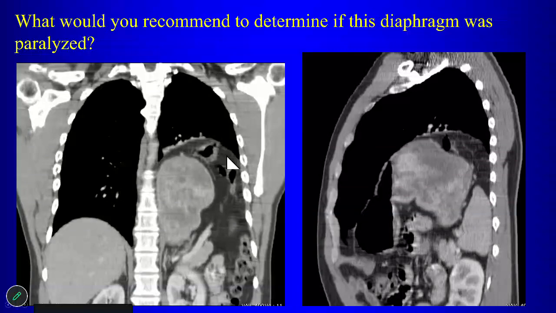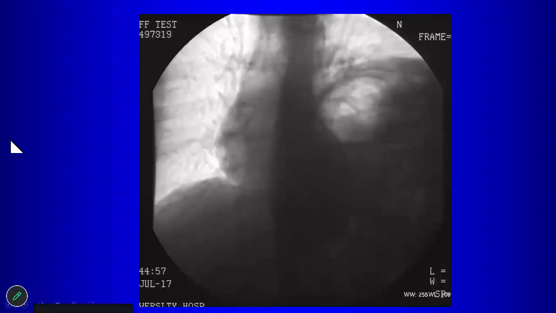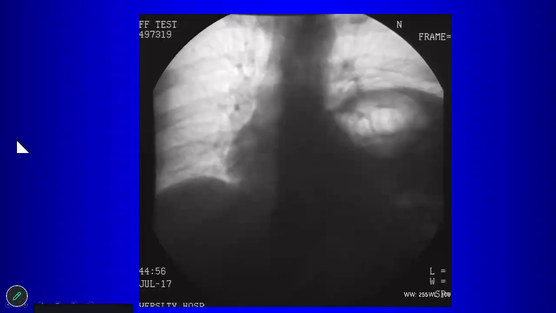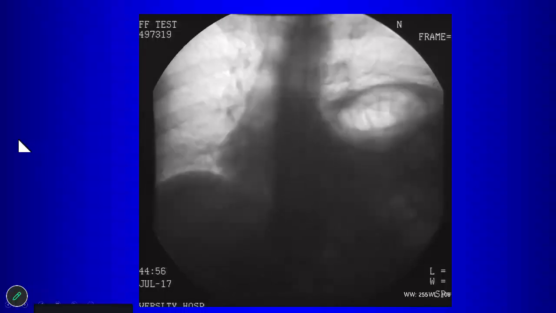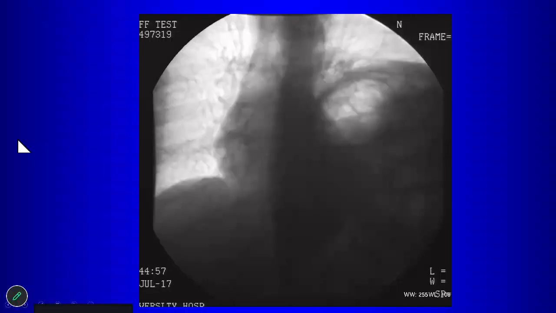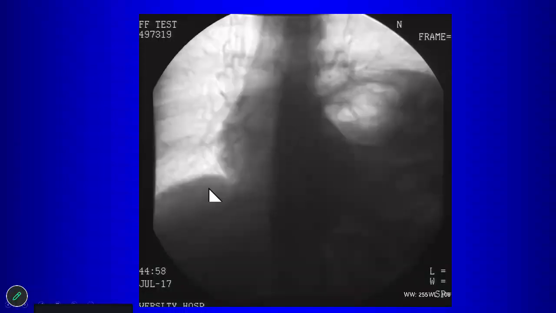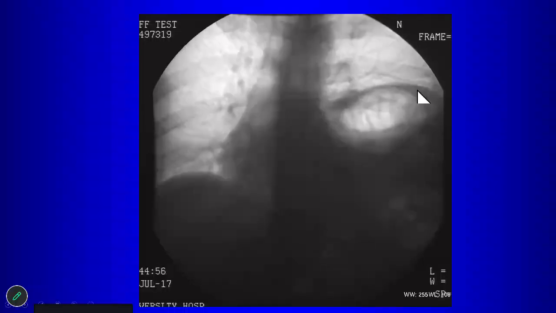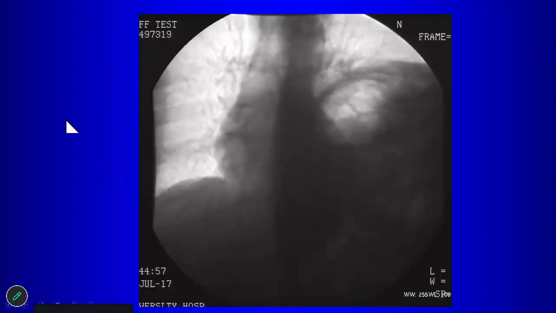So here's the CT showing you the elevated diaphragm. With the sniff test under fluoroscopy, you ask the patient to take sniffs, and then you look under fluoroscopy. And what do you look for? Paradoxical motion. Notice the normal diaphragm is moving down, but the abnormal diaphragm is moving up. So if there's paralysis of the diaphragm, the abnormal diaphragm moves up. That's what you see with the sniff test.